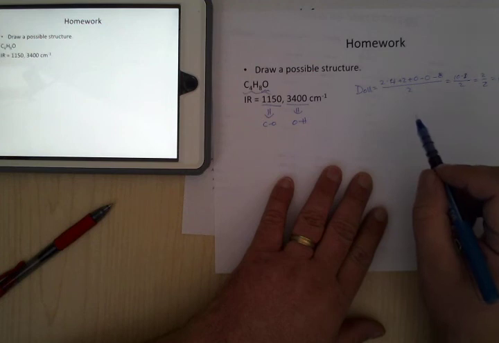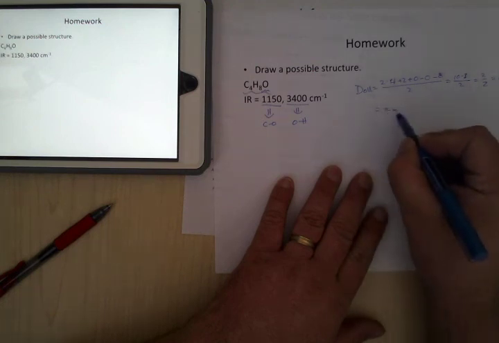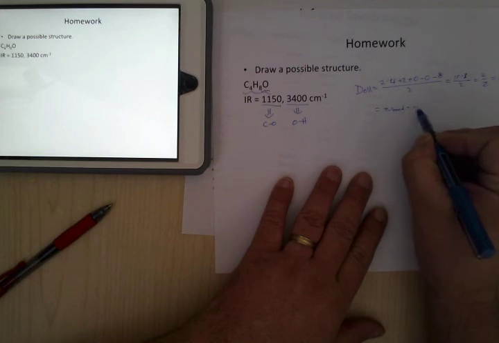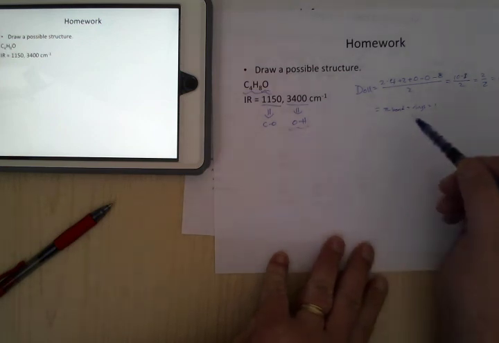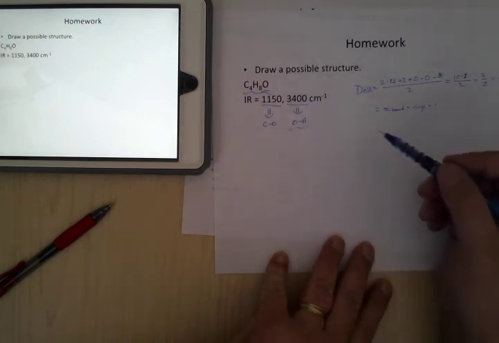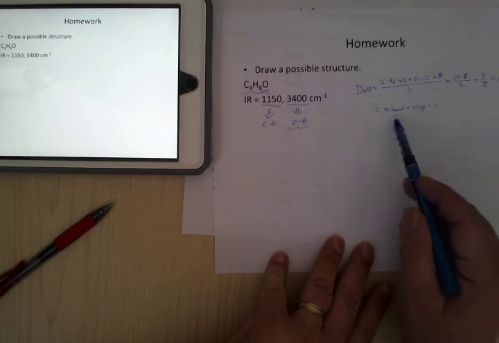Now the question is, remember, this is pi bonds plus rings, and this is equal to 1. So we have 1 degree of saturation. We know we have an alcohol, so that's not going to be part of the degree of saturation. So how do we know? Do we know if it's a ring or a pi bond?